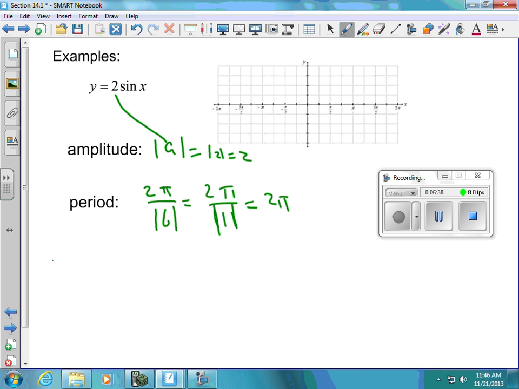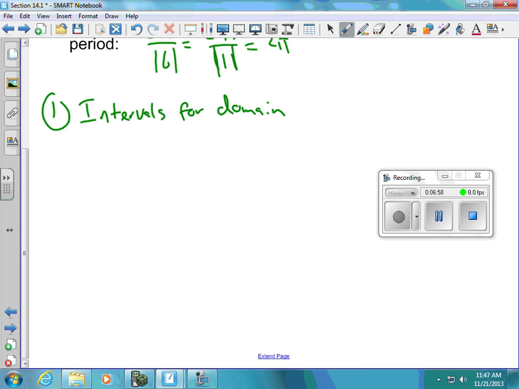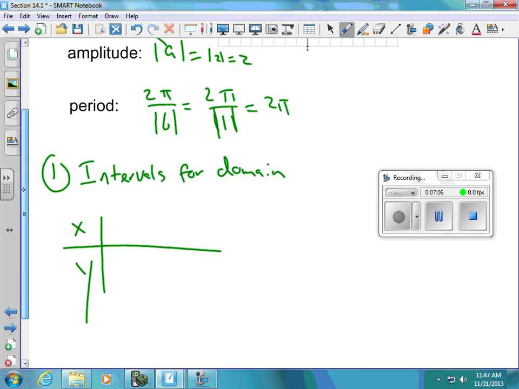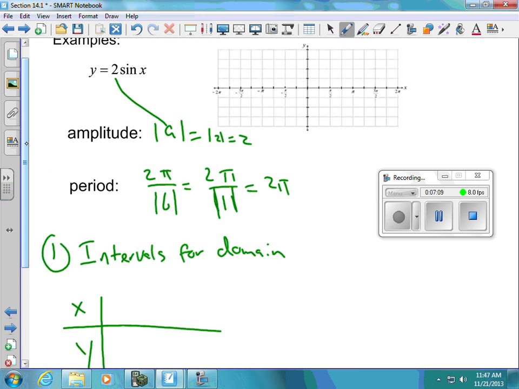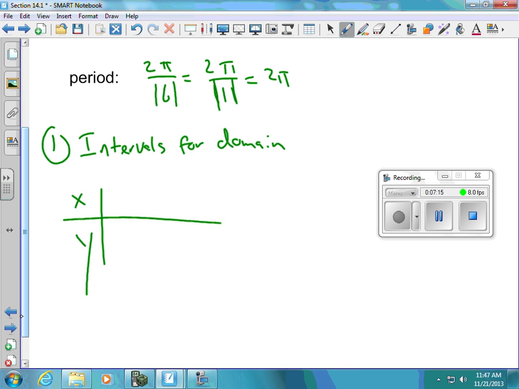So here's what I want you to do. We know the period is 2 pi. To graph this, we have to get some intervals for our domain, in other words, our x values in our table. We're going to make an x-y table here. We're going to start at 0 for these today. Tomorrow it's going to be a little different. So we're going to start at 0. But what's our interval going to be?